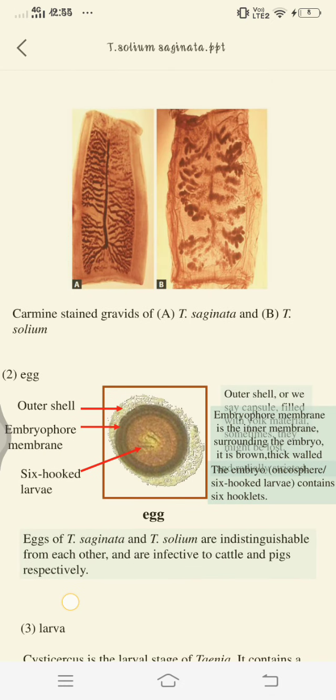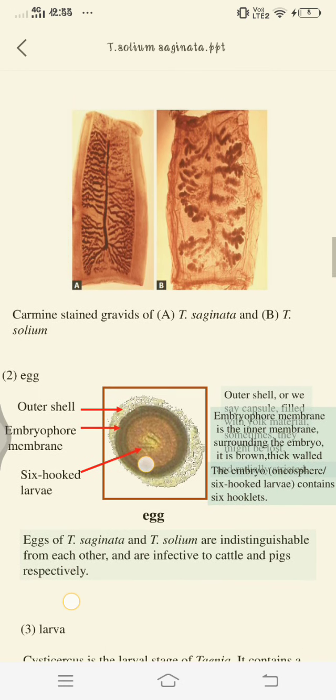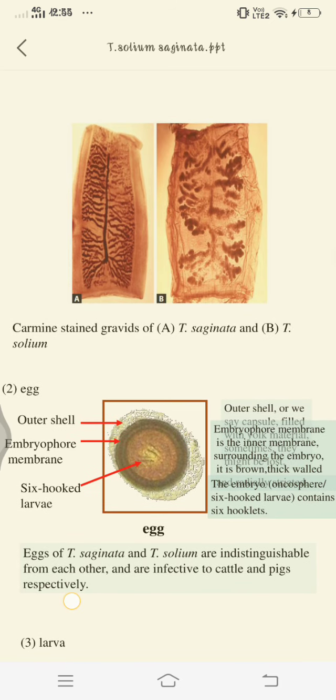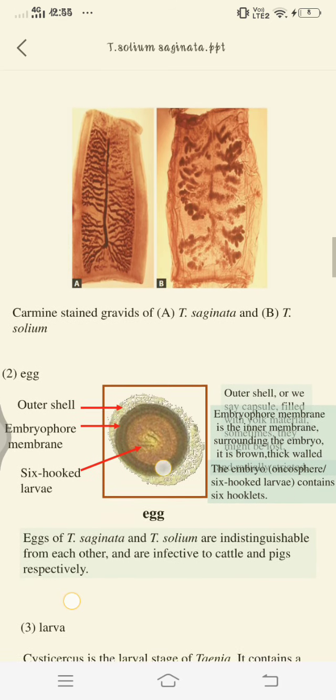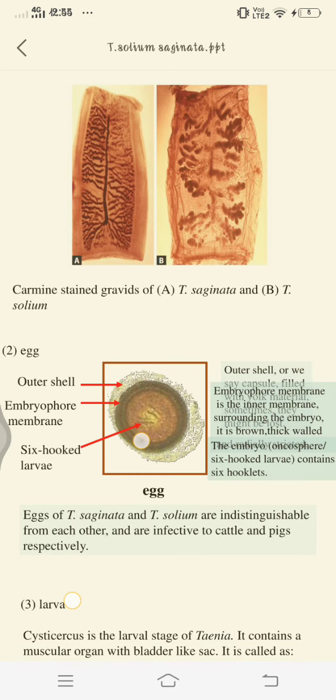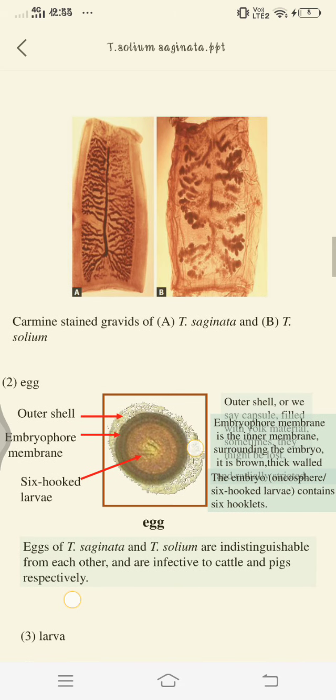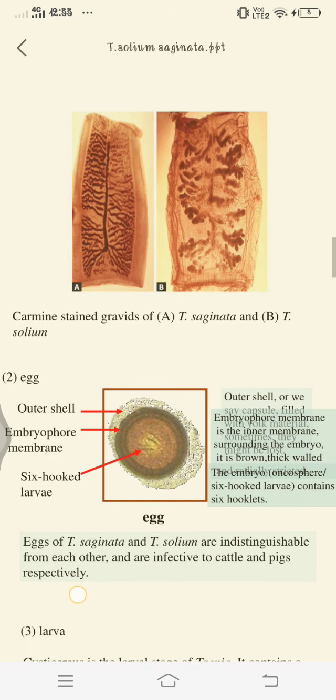And next, coming to the egg. The egg has an outer shell, an embryophore membrane, and a 6 hooked larva inside. The outer shell we say is the capsule. It is filled with yolk material. Sometimes they might be lost too. One thing we need to remember: this outer shell is mainly because of yolk material. That is important.